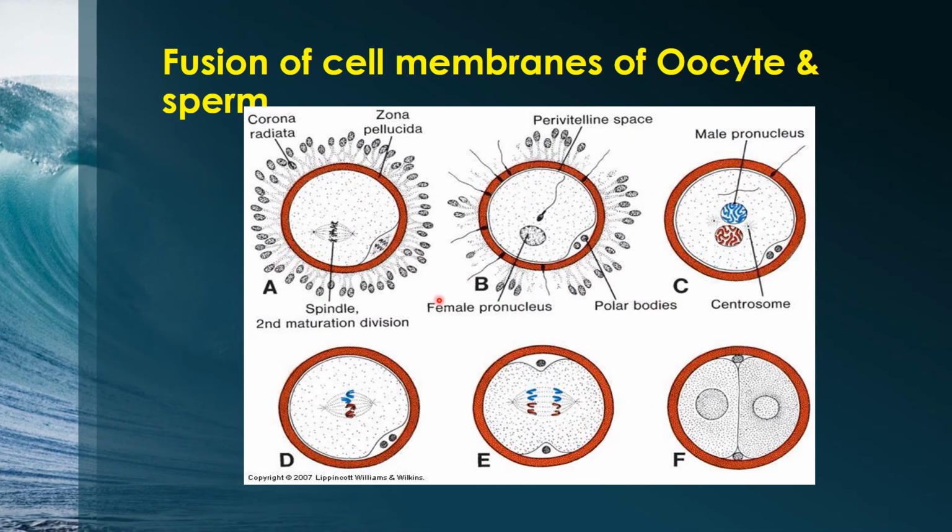So this shows you all the events: the formation of the spindles, and this zona pellucida is still here, and the female pronucleus formation, then the male pronucleus, and the revival of the second meiotic division, and then the initiation of the cleavage.